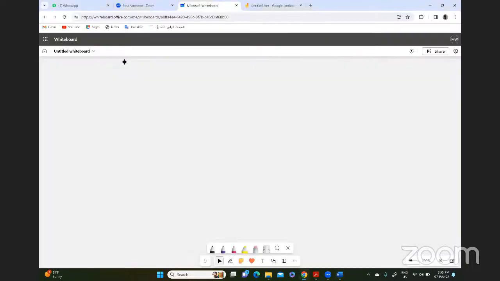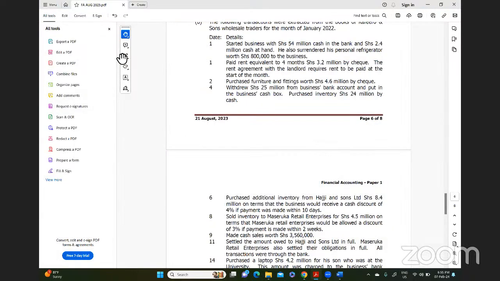Okay. So we are starting. Transaction number one, we are starting business with cash and then bank. If you have cash bank, then you draw a cash book at once. So let our first ledger be a cash book. Are we together?